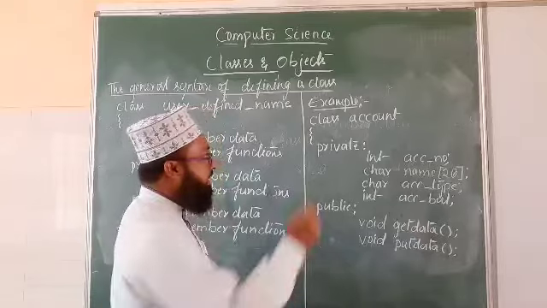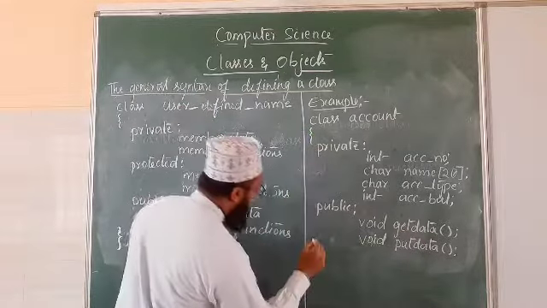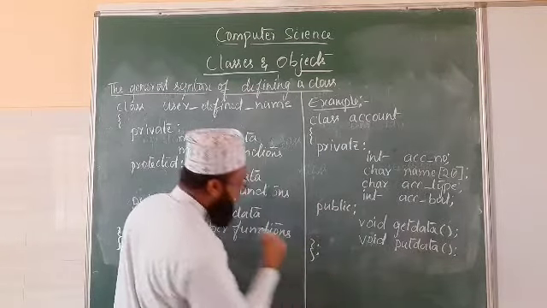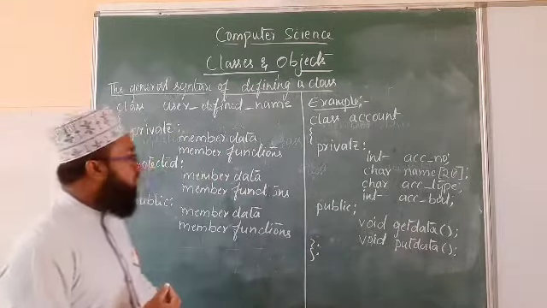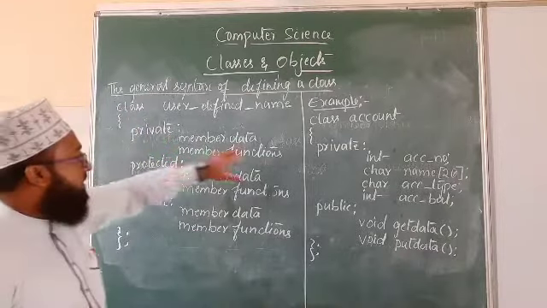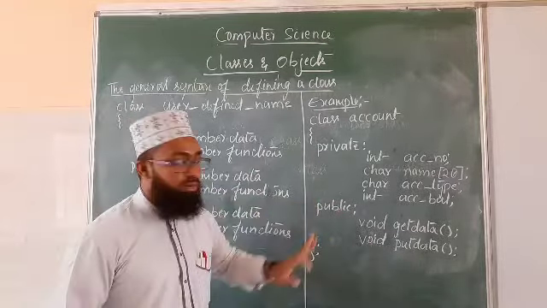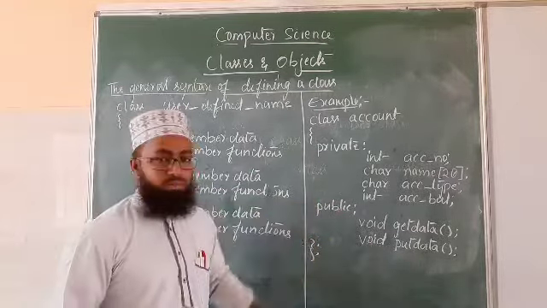called as functions. And at last, this class will be closed with the help of a brace followed by a semicolon. Look here: private member data and member functions, public member data and member functions. Hope you have understood this.